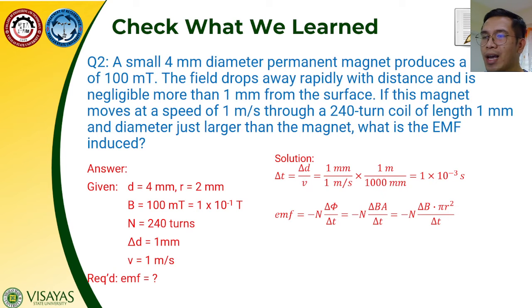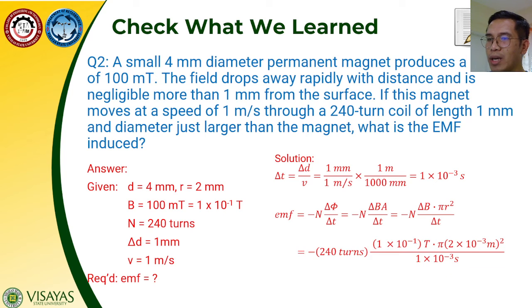So to compute for the A, we have our pi r squared, wherein our r is the radius of the magnet. As you can see, it should be the radius of the coil. However, it is stated in the problem that the diameter is just larger than the magnet. So we can assume that the radius of the coil is just the same as the radius of the magnet, equal to 2 millimeter.